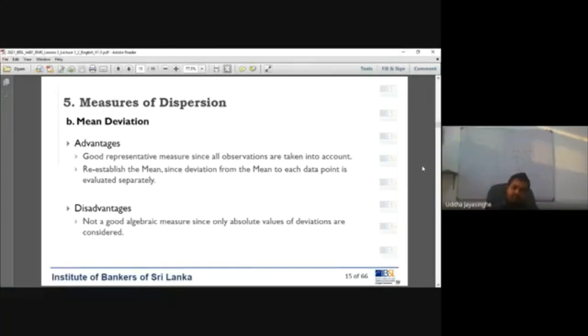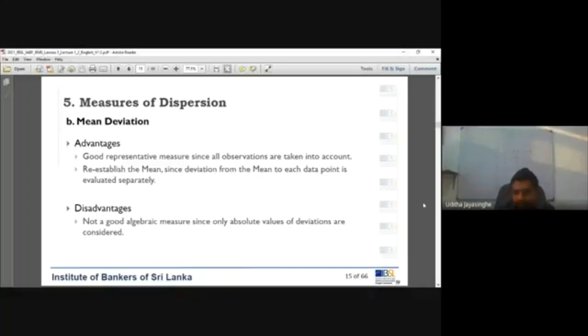Disadvantages. Not a good algebraic measure since only absolute values of deviations are considered. We'll see this disadvantage and the answer to this disadvantage in the next point on the variance and standard deviation. Just bear in mind why it is not a good algebraic measure: since only absolute values of deviations are being considered, and not the deviation's negativity or positivity, but only the numerical value is being taken into consideration at the mean deviation computation.